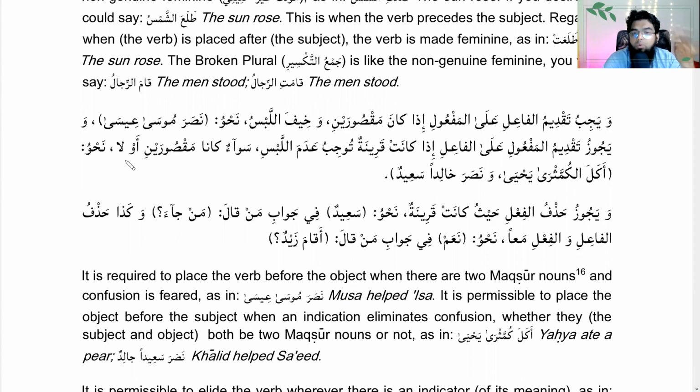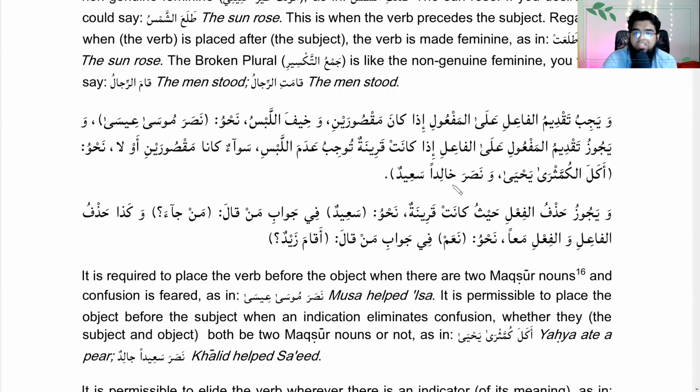For example, what is the condition? How do you know? For example, akala al-kummathra Yahya. Yahya ate a pear. Now, obviously, the pear cannot eat Yahya. A pear is not a human being that can come and eat. So here it's fine. So we know that Yahya is the one who's eating the pear. So you can put in any order.